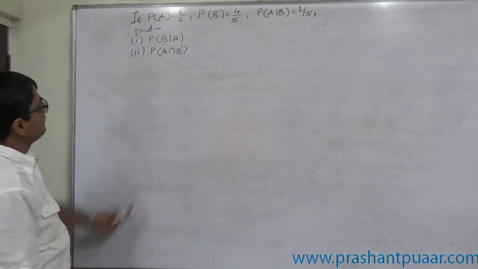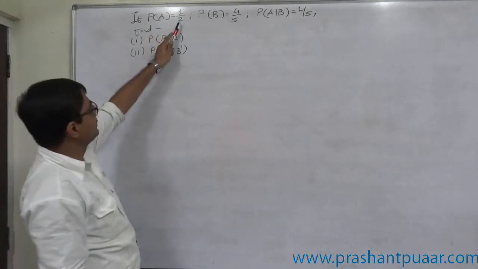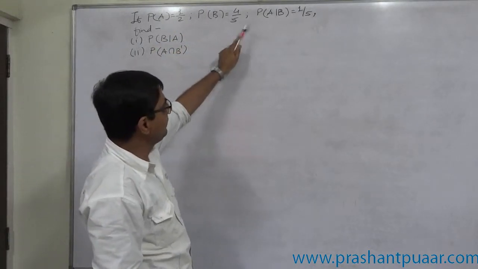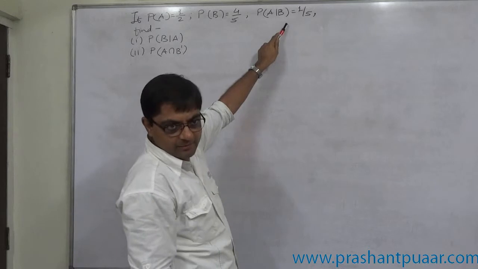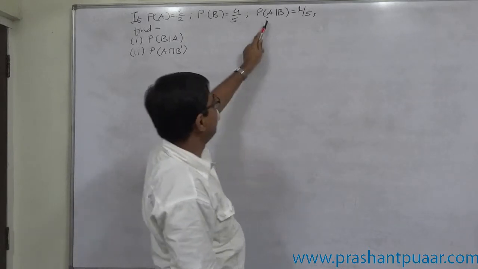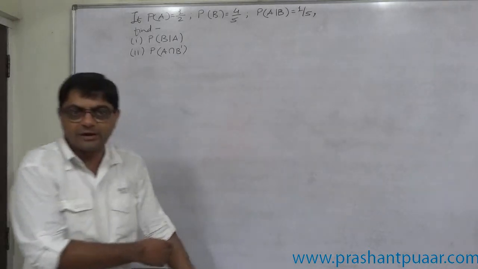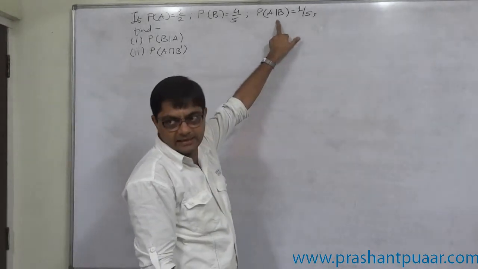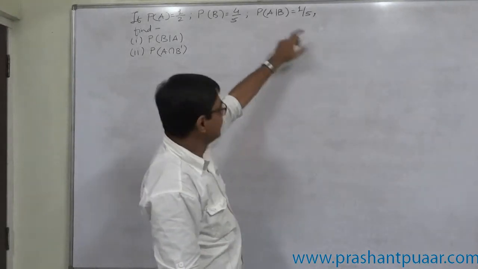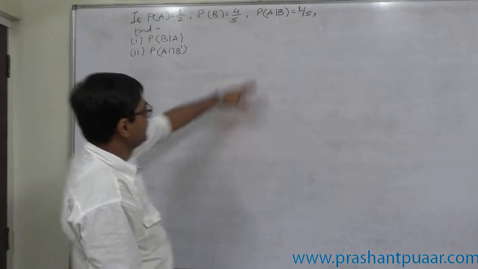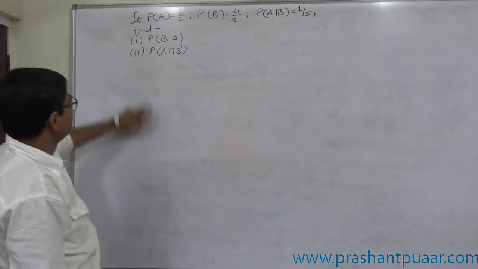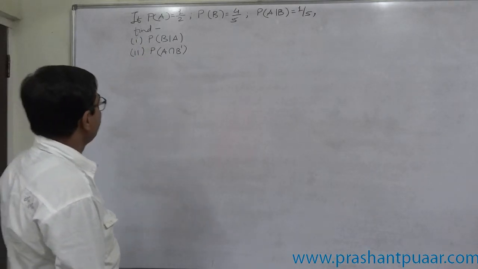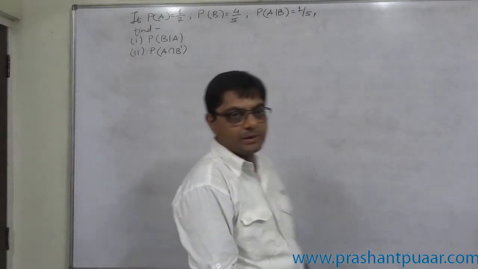Yes, next case. Given that P of A equals 1 by 2, or half, P of B equals 4 by 5, and P of A given B is 1 by 5. A given B means the probability of event A subject to the condition that B has happened or is going to happen. That is 1 by 5. Yes, this is a case of conditional probability. Find out number 1, P of B given A, and number 2, P of A intersection B complement.